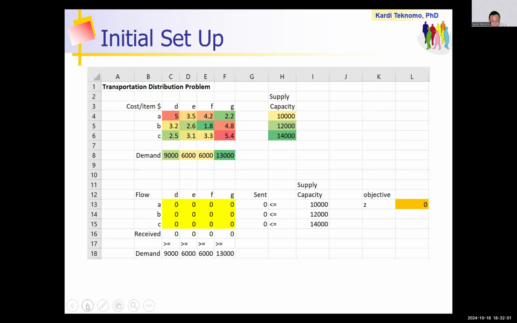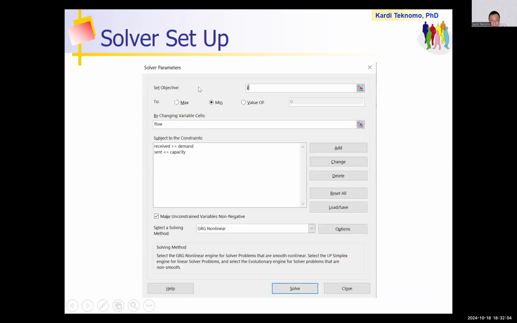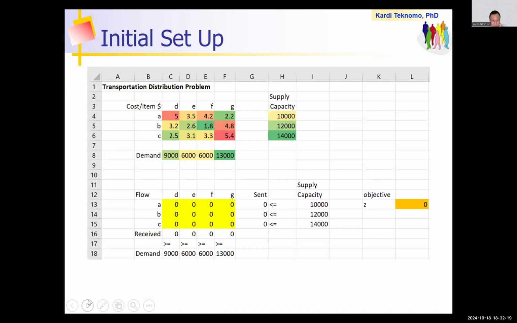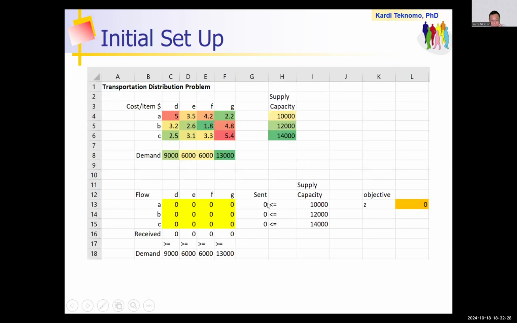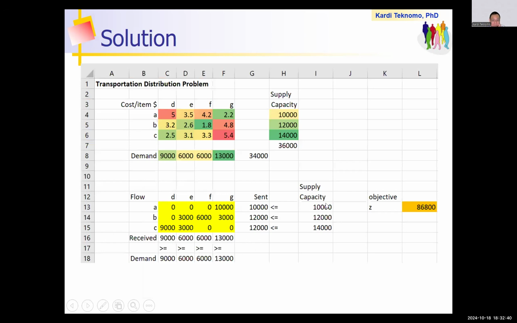And then you use the solver in Excel. You set the objective value as that Z, the sum product, by changing this flow matrix, the yellow part. And then subject to the constraints, the receive must be larger than the demand, and the send must be less than the capacity. That's it. So once you get it, you will have this result.